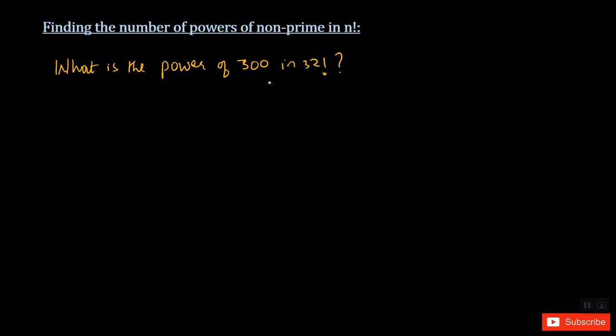Let's take what is the power of 300. If I write it in a simple way, 32 factorial can be written as 300 to the power of some value, times some other numbers, but I'm looking particularly for what is the power of 300 in this 32 factorial. They may also ask what is the power of 100 or 50 or 25 in 32 factorial. Anything, the concept remains the same. So how do we solve this question?